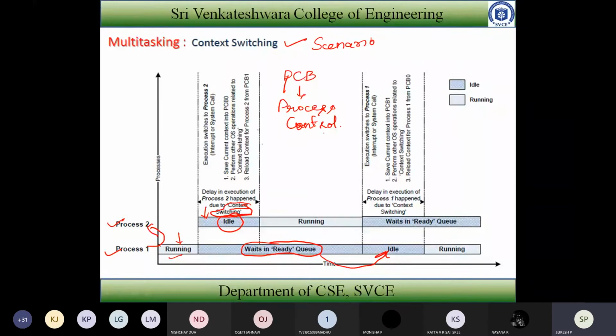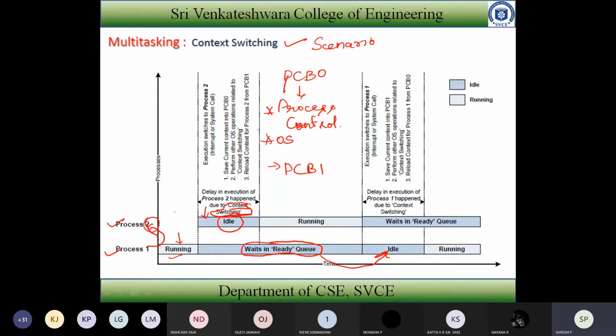The second one is that you have to perform other OS related operations related to context switching. Next, once that is done, you have to reload the context for process 2 from its PCB. So this is for PCB 2, and the process control block for process 1 will be there. You are going to reload the context for process 2 from the process control block, because it has to run process 2 next.